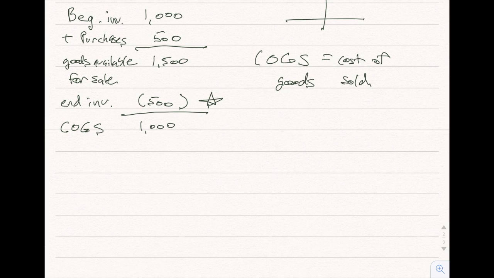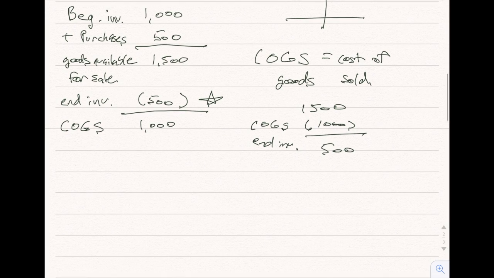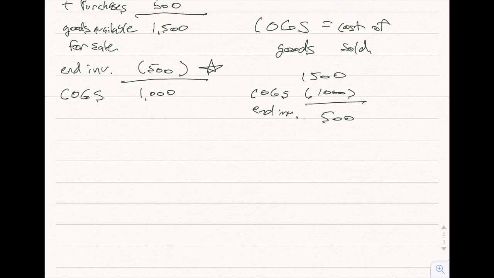It could also be that once you have your goods available for sale, 1,500, you could subtract your COGS, right? It's just the same thing. So your COGS now are 1,000, and your ending inventory is 500. Okay. So why are we talking about this? Because businesses need to keep track not only of what they purchase, but also what they sell, and ultimately their bottom line, their profit, right? So how do we reflect this? How do we reflect this with the journal entry?